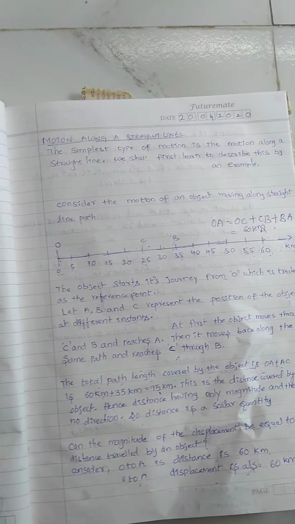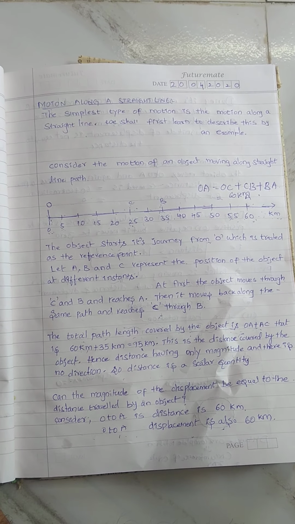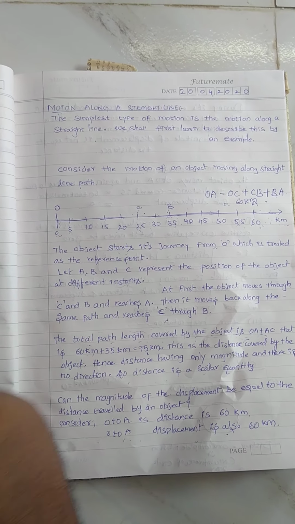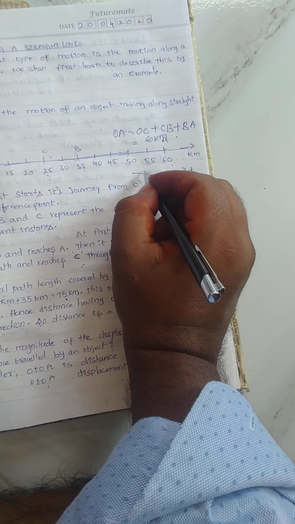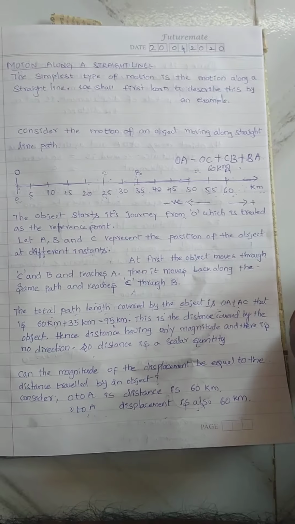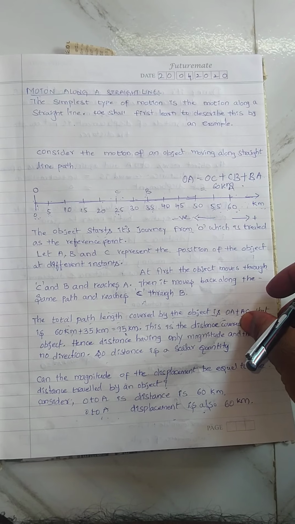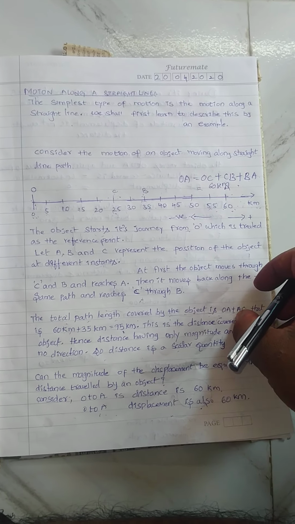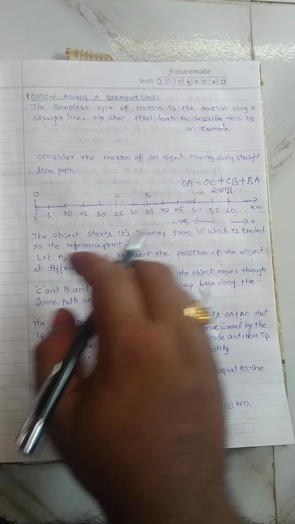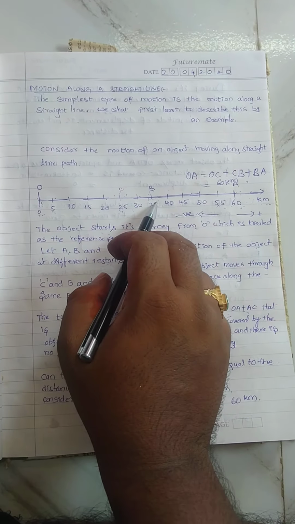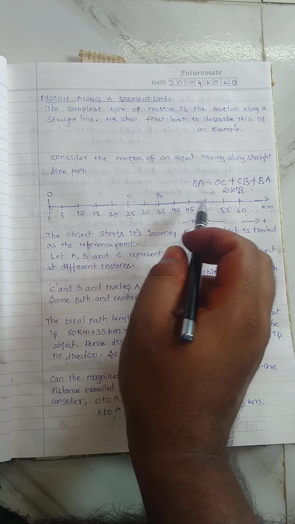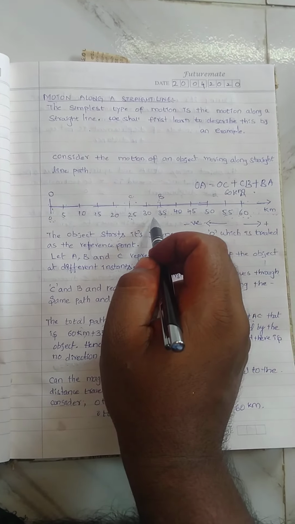Why? Because along one axis distance should be equal to displacement. But here displacement is a vector quantity. Displacement has magnitude and direction. This side is the positive x-axis, so it is positive. This side is the negative x-axis, so it is negative. Already I told you displacement is the shortest distance between initial position and final position. The object reaches O to A and again A to B. Hence distance is 85 km. But what about displacement? It is the shortest distance between initial and final position.